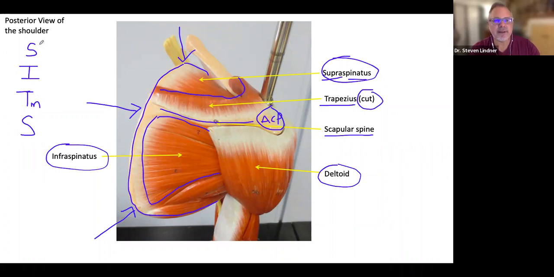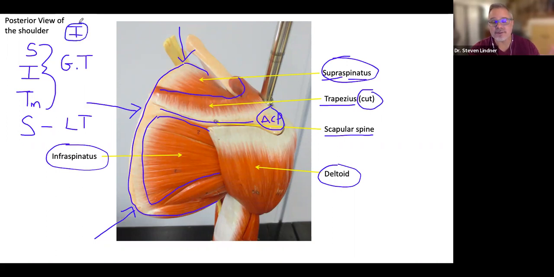Now these three, the supraspinatus, infraspinatus, and Teres Minor, they all insert on the greater tubercle. And that's why you can't see it, because the greater tubercle is like right around here, but it's deep to the deltoid. If the deltoid was dissected, you'd be able to see it. And the subscapularis, that inserts on the lesser tubercle. Okay, so these are the insertions. I'll put an I for insertions.